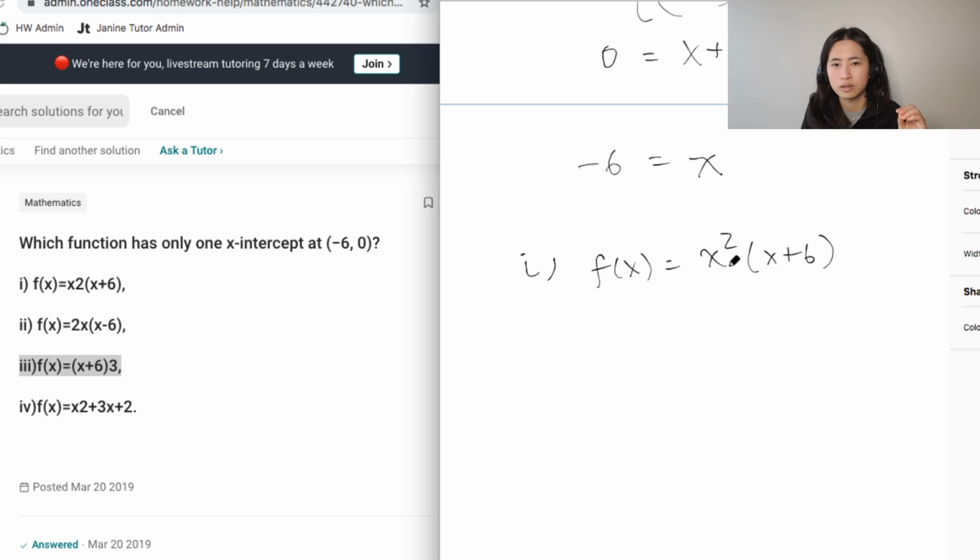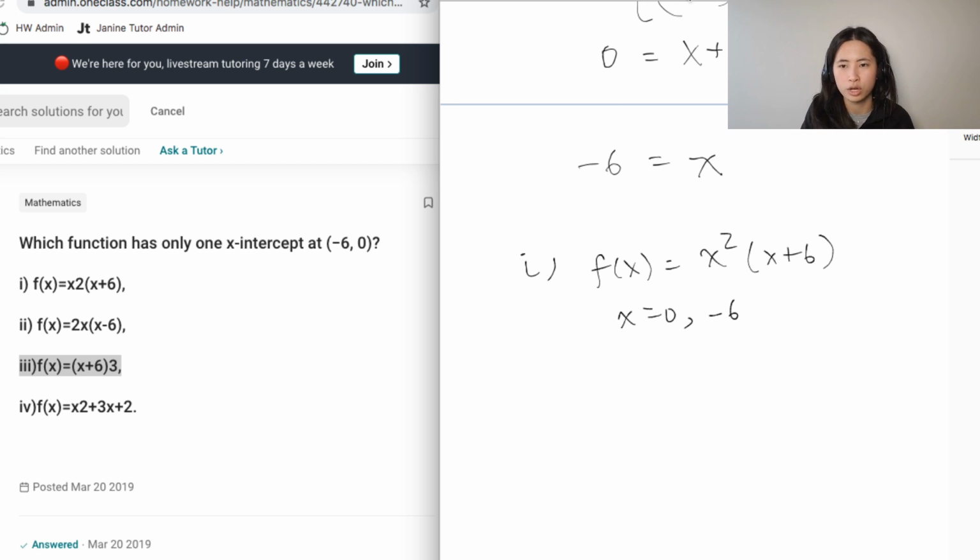You only look at your x values, right? So this is 0. So you have your x-intercept at (0, 0), and then this is basically going to be -6, right? So you do have your x-intercepts at 2 points, so it's not just one x-intercept, so it's 2 for number 1. That's why it doesn't make number 1 an option.